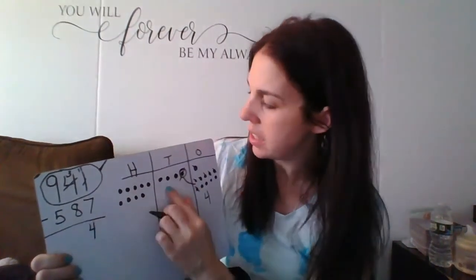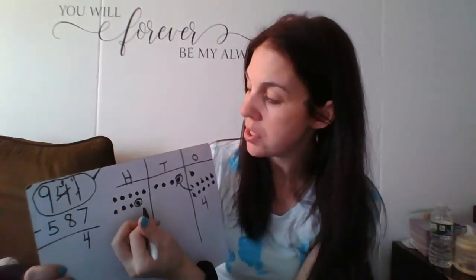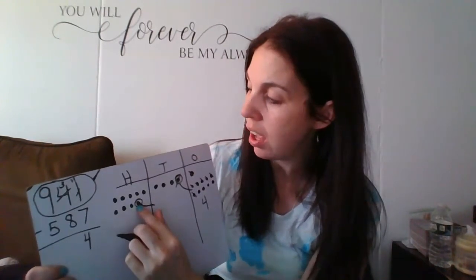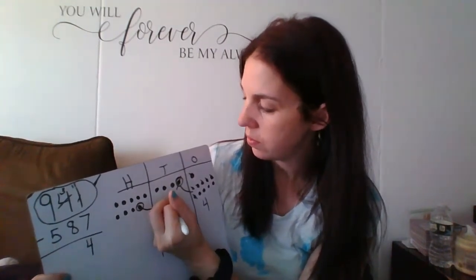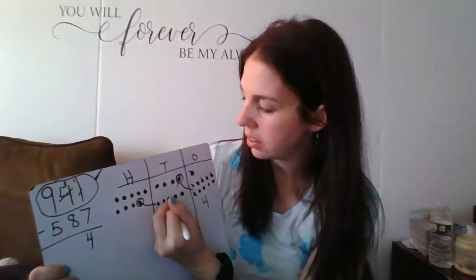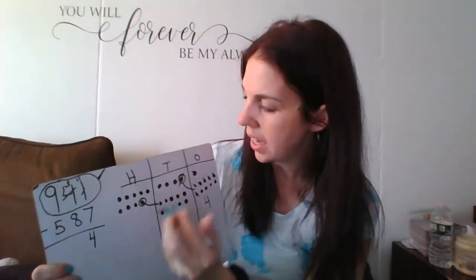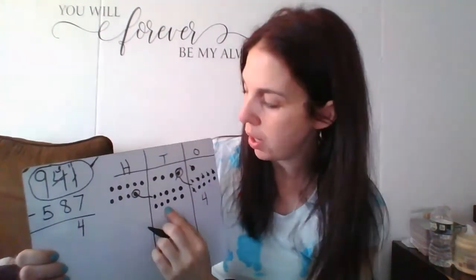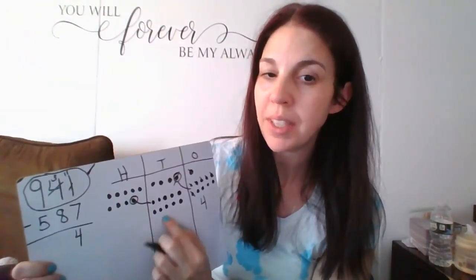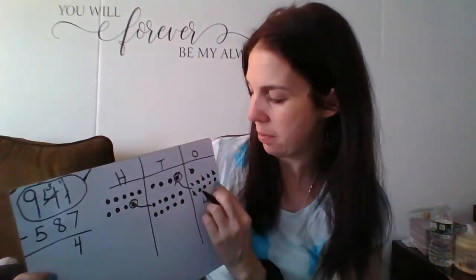Now I'm going to cross out 8 tens. 1, 2, 3. I don't have enough tens to cross out 8 tens. But if you remember, 10 tens equals 100. So I can bring 100 over here, which is the same as 10 tens. 3, 4, 5, 6, 7, 8, 9, 10. So I grabbed this 100, I brought it over here, and I broke it up into 10 tens, just like I took this 10, brought it to the ones, and I broke it up into 10 ones.